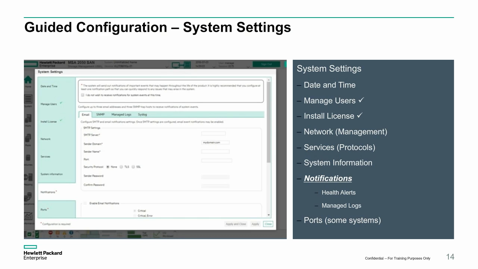There are 3 notification protocols which can be configured on this panel: SMTP or email, SNMP, and syslog. Configuring any one of the protocols will complete the required action for notifications.